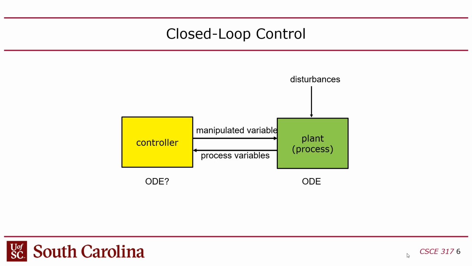Now, this is where things get difficult. Because I mentioned that the plant is a physical system, it's in the real world, and everything in the physical world is dictated by differential equations. And they're continuous differential equations. The problem is that most controllers are computers and they're discrete. So you have to have a discrete system that talks to a continuous system. And that's where the problems start in control system design.